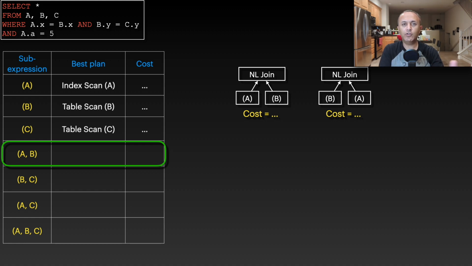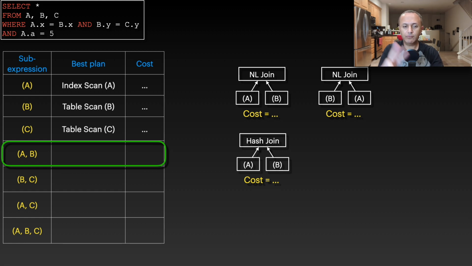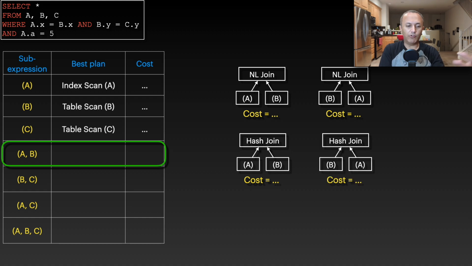Assuming that we also know, or we did our cardinality estimation and we know how many rows are coming out of A and how many rows are coming out of B. So we have these two potential plans. We also have other alternatives where we use hash join with A and B, or with B and A. We can also do a merge join with A and B, merge join with B and A.